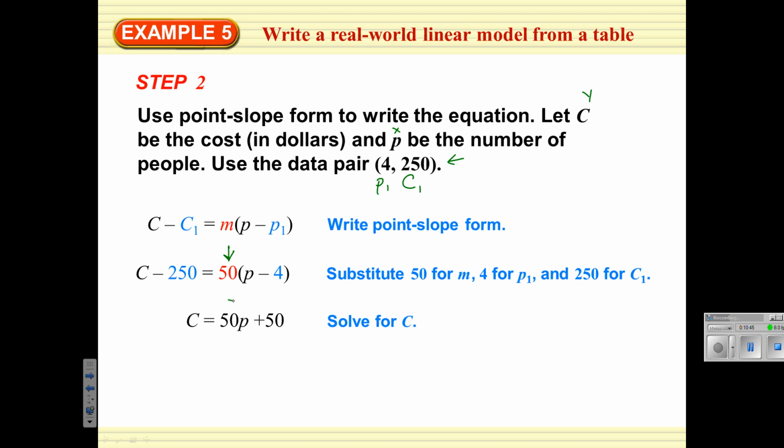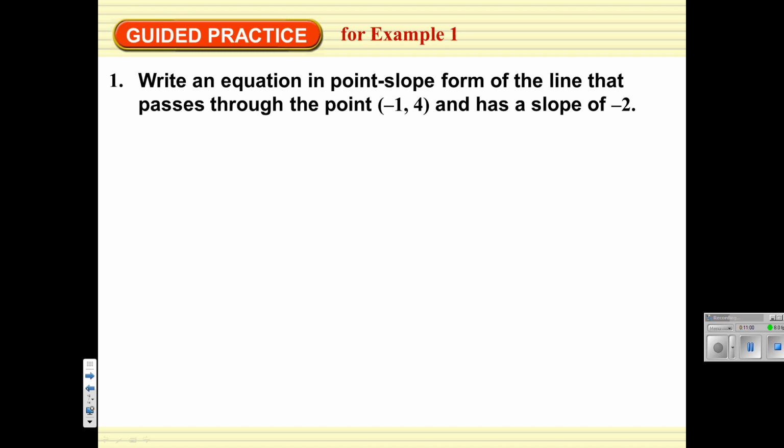Now, look at this. This looks like slope-intercept form, with this being my slope, this being my y-intercept. So obviously we can take point slope form and we can solve for slope-intercept form. All right, you can stop the video. Do your guided practice, please.